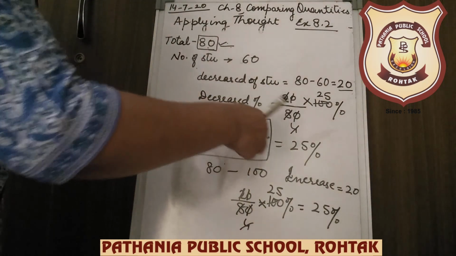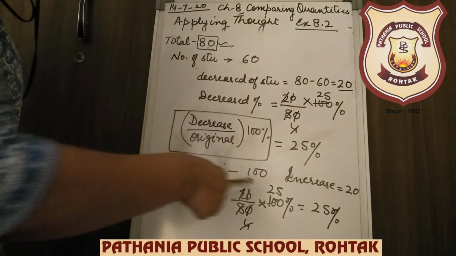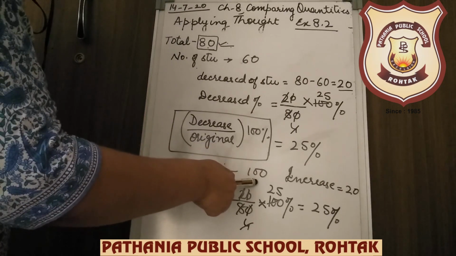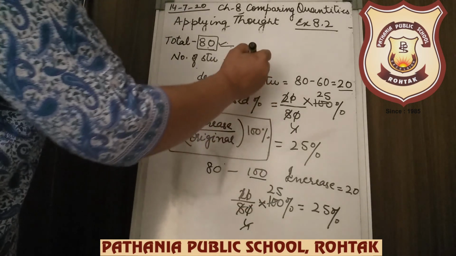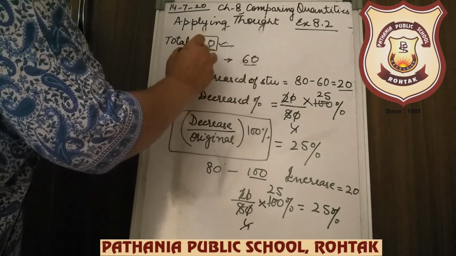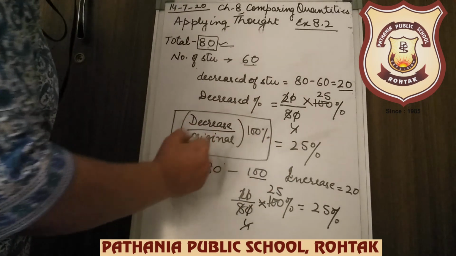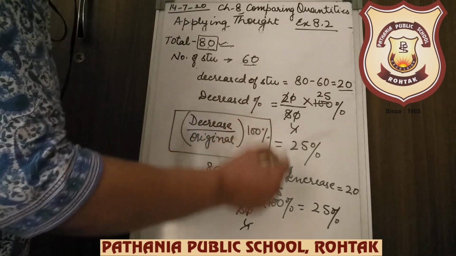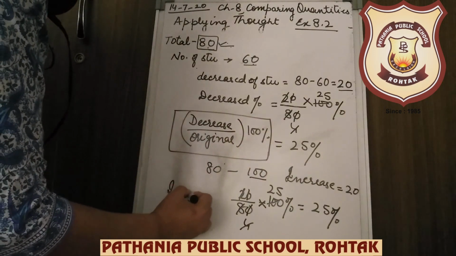This 100 will not come. Even this 60 is not coming. So similarly this 100 will also not be used. By this you are going to find the difference. If it is decrease, it will be called decrease percentage. If it is increase, this will be your increased percentage.